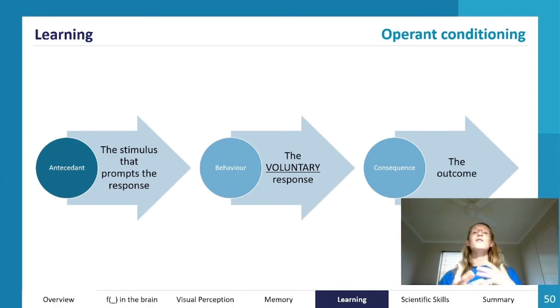So I'm going to voluntarily choose to maybe perhaps be kinder to my sibling rather than have to face the consequence if I choose to act in an inappropriate way again. So that's kind of the basic outline of our operant conditioning.